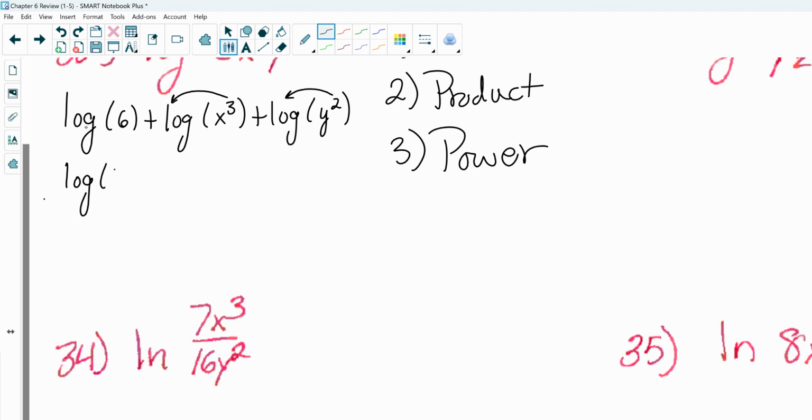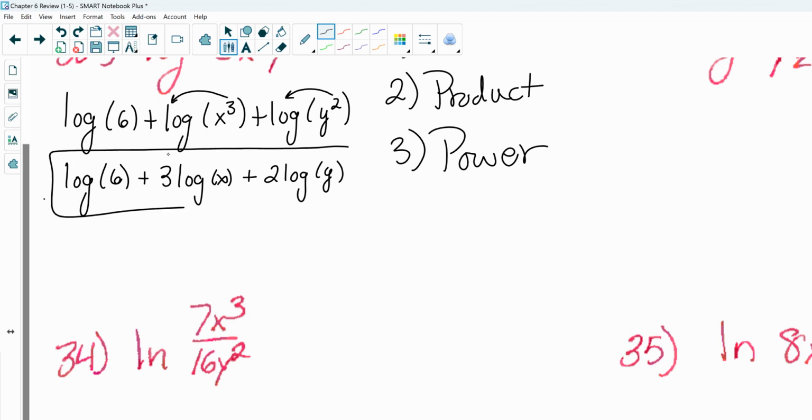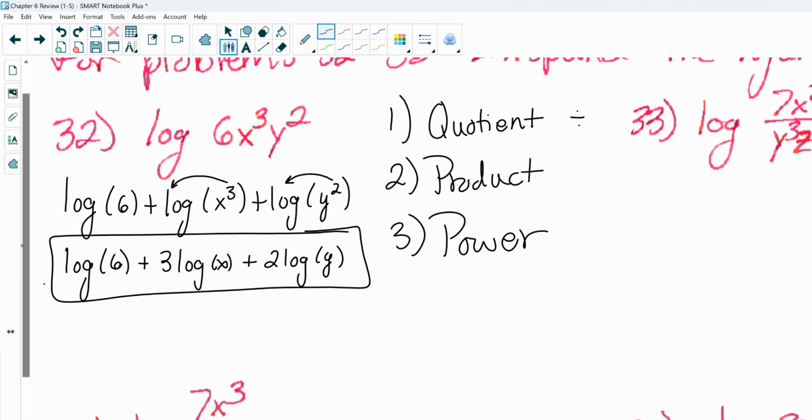Now our log of 6 is still going to stay log of 6. But our log of x to the third becomes 3 times log of x. Plus, we move the 2 out front, giving us 2 log of y. And that's it. Some programs or calculators would expand log of 6 a little further, but we're not going to do that. We're not going to break it down any further than that. And that's it. 33. Now this one does have a division.